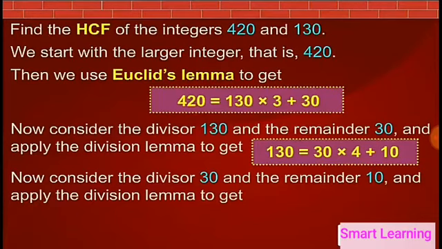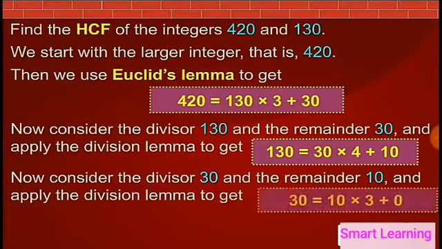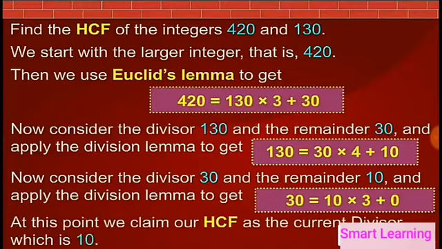Now consider the previous divisor 30 as the dividend and the previous remainder 10 as the divisor and apply the division lemma to get 30 is equal to 10 into 3 plus 0. Notice that the remainder has become 0. As soon as the remainder becomes 0, we will stop the algorithm. At this point, we claim our HCF as the current divisor, which is 10. Therefore, the HCF of the integers 420 and 130 is 10.